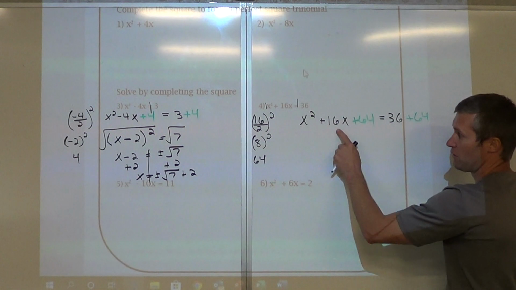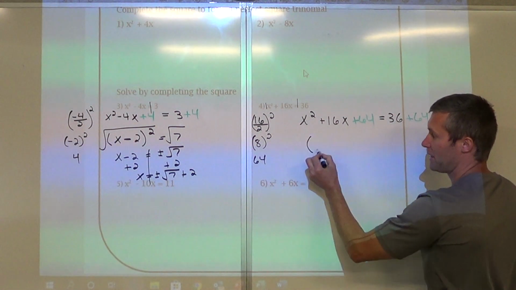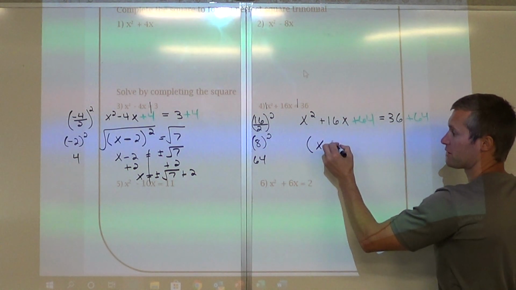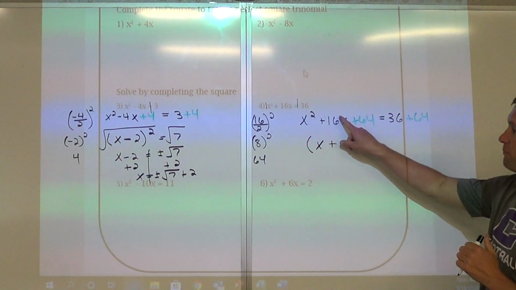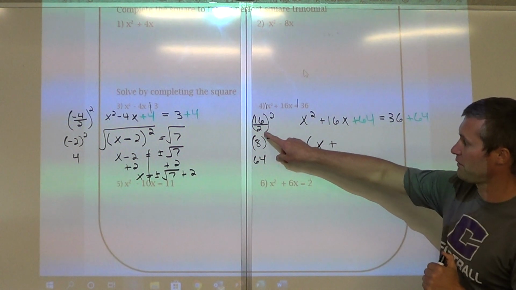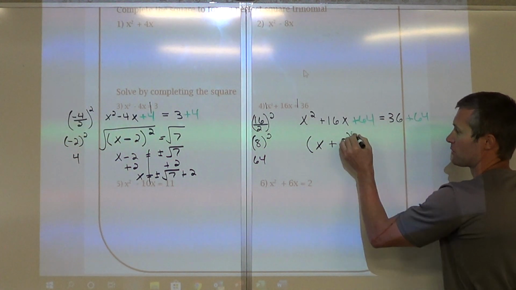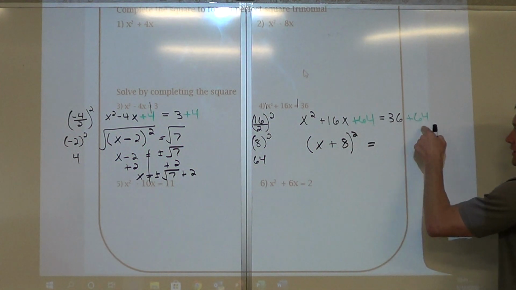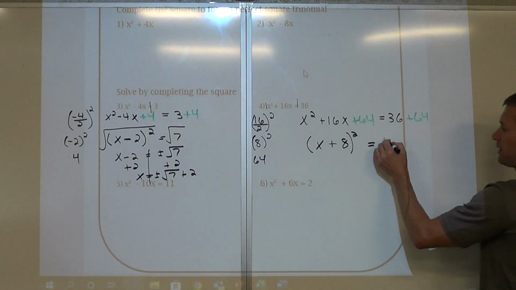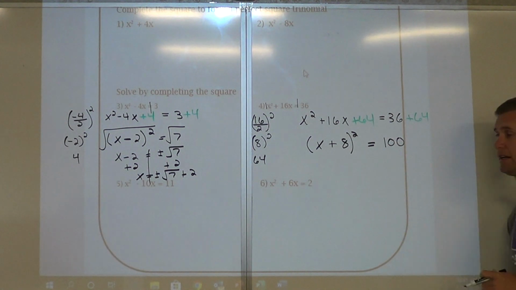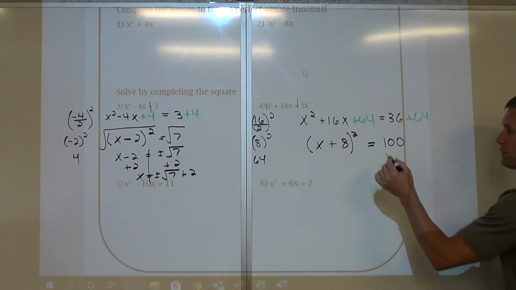So again, my factor on this side is always going to be x. That sign's positive, so it's plus. And then that middle number divided by 2. So 16 divided by 2 is 8. So it'll be 8 right here, squared, equals 36 plus 64 is 100. And now we solve by taking the square root.